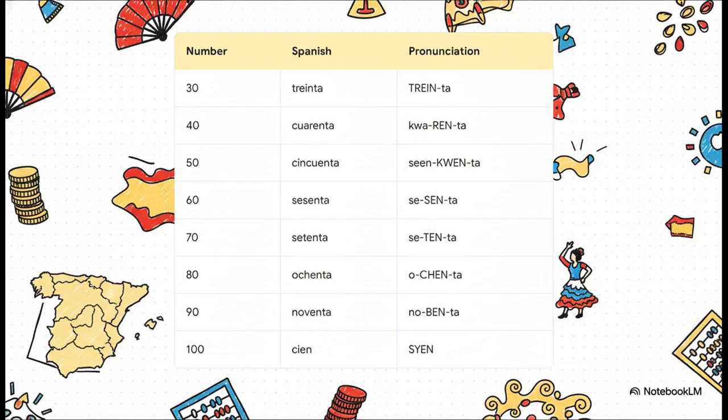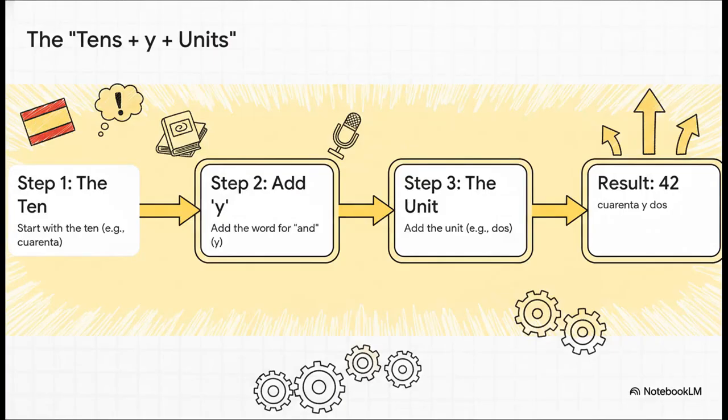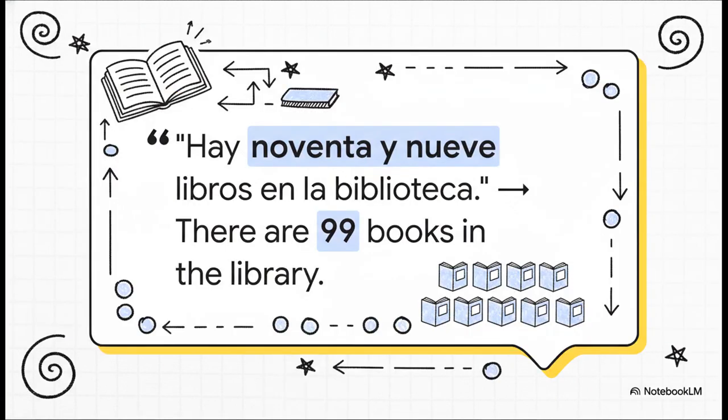Got 'em? Good. And here it is, the master formula. Now here's the big change. Unlike the teens and 20s, these are 3 separate words. It's actually easier. You just say the 10, like cuarenta, then you add the word for and, which is just y, and then you tack on the single-digit number you already know, like dos. So you get 42, cuarenta y dos, 40 and 2. That's the whole thing.